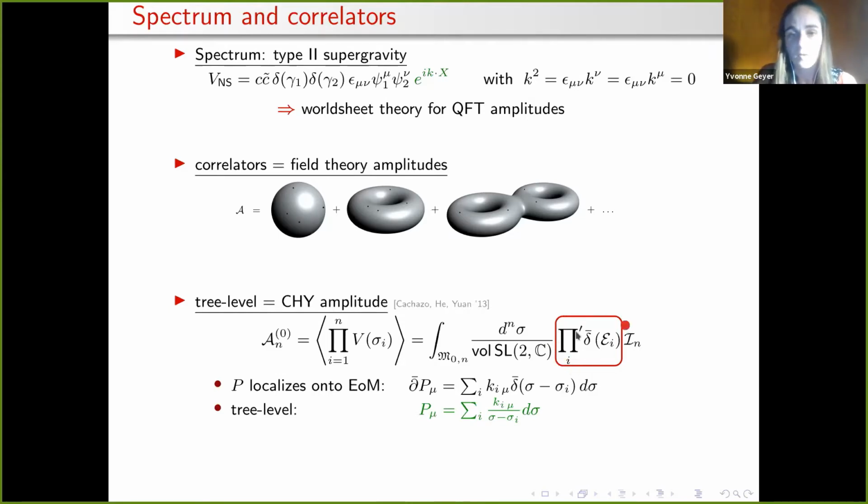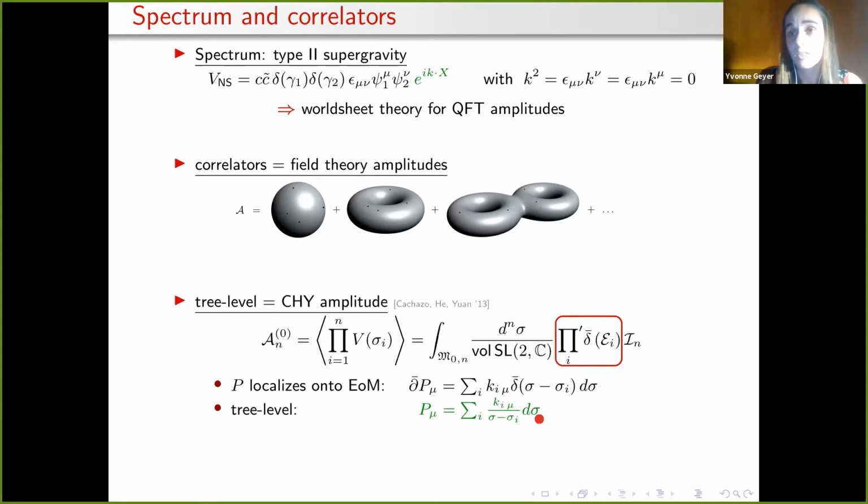Just to give you a flavor of how this comes about, the PX system, the main bosonic system, actually has a very simple dependence in these vertex operators. You can see that the only X dependence sits in these exponentials, which is also true for the integrated vertex operators that I haven't written here. This means that it's actually very straightforward to integrate out the PX system. And what you find is that P just localizes onto its equation of motion, written here, which is very simple to solve at tree level. We just find that P is meromorphic, the sum over k_i over sigma minus sigma_i, and because P is a one-form, with a corresponding d sigma.